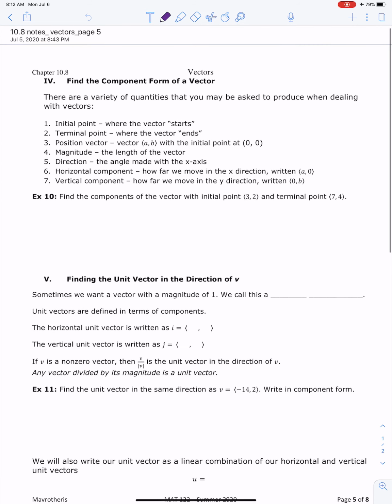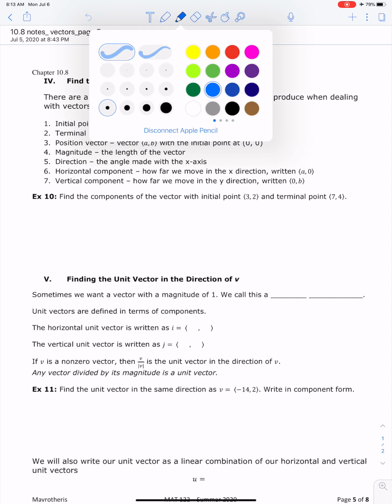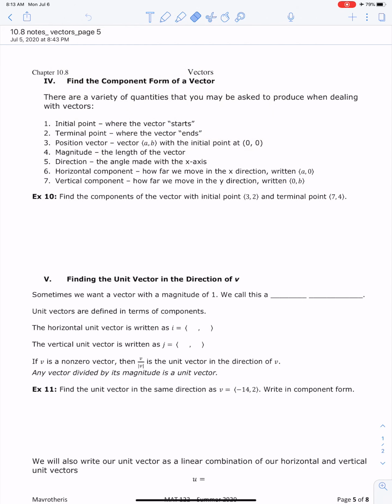Here's 10.8 notes, vectors, page 5. And so now it's time to kind of pull together and talk about all the terminology that we have used at this point. So on the first page, when we were introducing vectors, we talked about the initial point and the terminal point.